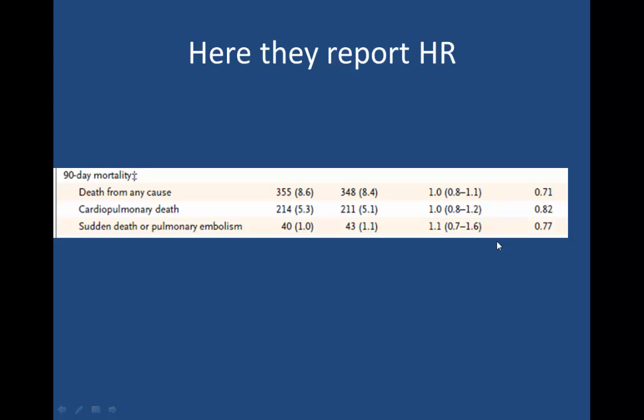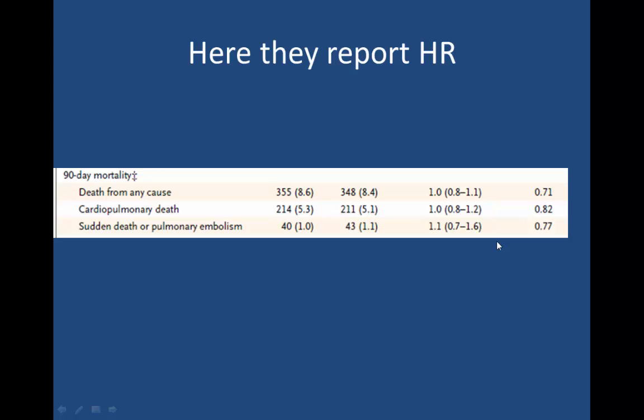Okay, here's a report that was given the results of hazard ratios. These are hazard ratios over here. And they said death from any cause, cardiopulmonary death, sudden death, or pulmonary embolism. Here's the 95% confidence interval. And here's your p-values. So if I just gave you the p-values, what do you already know about your confidence intervals? Well, they must include the range of no effect. And because this is a ratio, the value or point of no effect is 1.